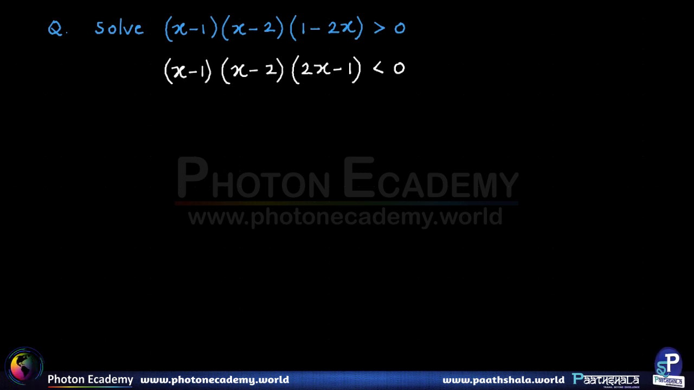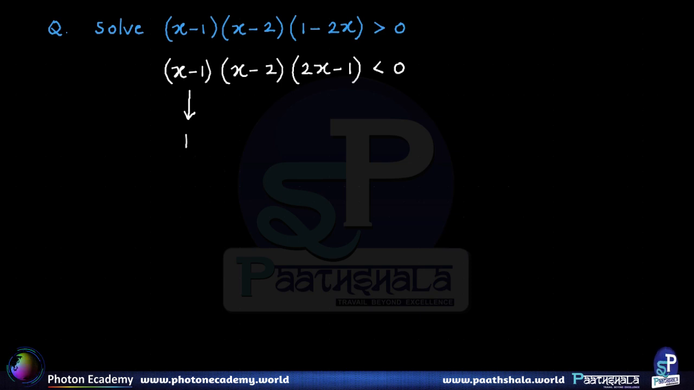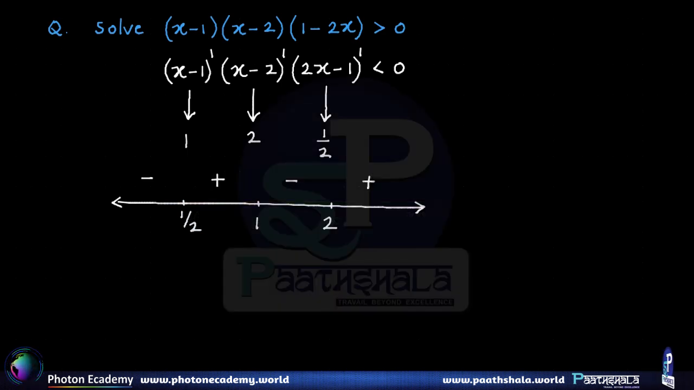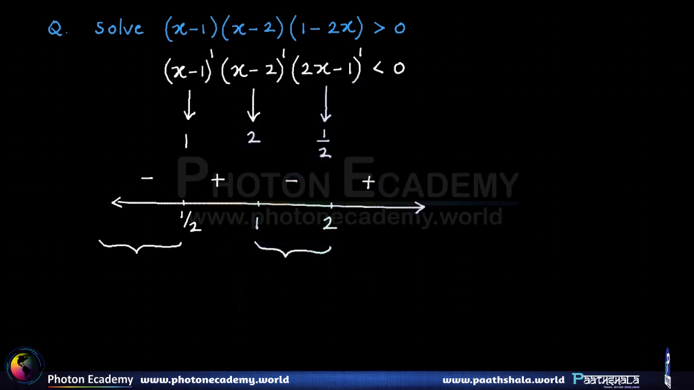So here once again the first factor will become 0 when x is 1, the second factor becomes 0 when x is 2, the third factor will become 0 when x is 1 by 2. Therefore arranging these three values in sequence, we have first value as 1 by 2, then 1, then 2, and we observe that the powers of all the factors are odd. So marking with plus on the rightmost side, we alternately change the signs throughout, and since we want the expression to be negative, we need to consider the intervals from 1 to 2 and minus infinity to half.